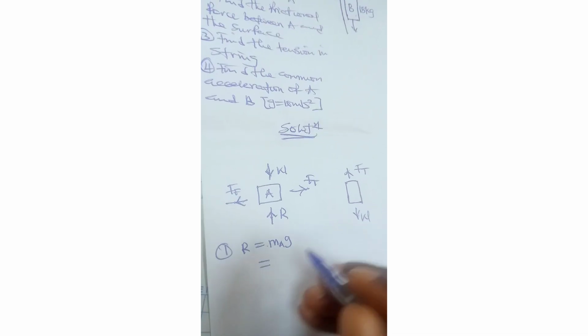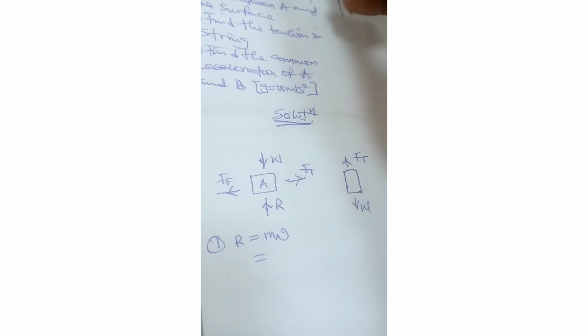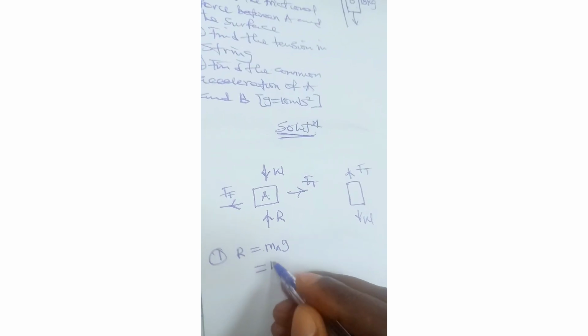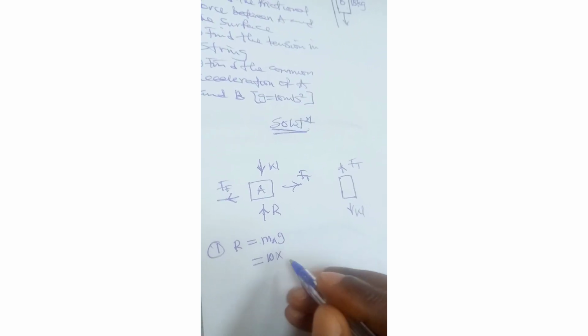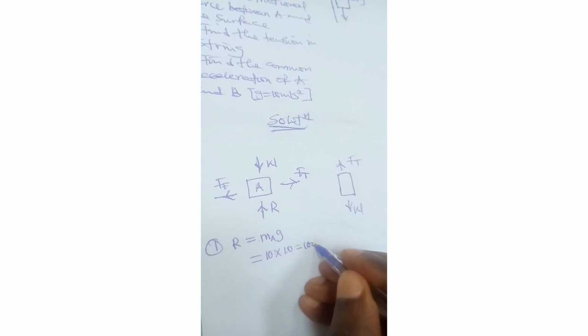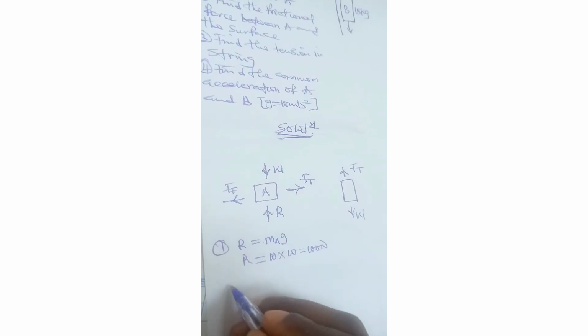So what's our m? It is the normal reaction on A that we are looking for. And what's the mass of A? The mass is 10. So that's 10 times what? What's g? g is also 10. That's going to give you 100 Newton. That is, the normal reaction is 100 Newton.